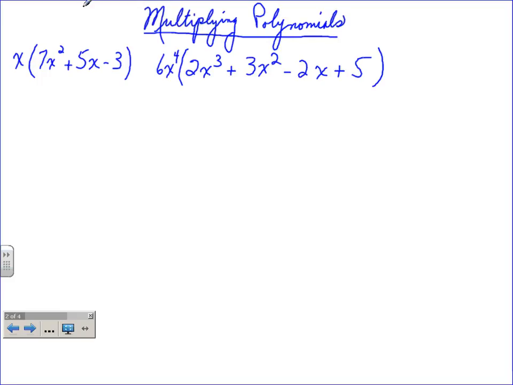For example, just look at this first problem here. What property do you think you're going to use to multiply these together? Distributive, right? We know the distributive property. So let's multiply x times 7x squared, and what are we going to get? 7x cubed.